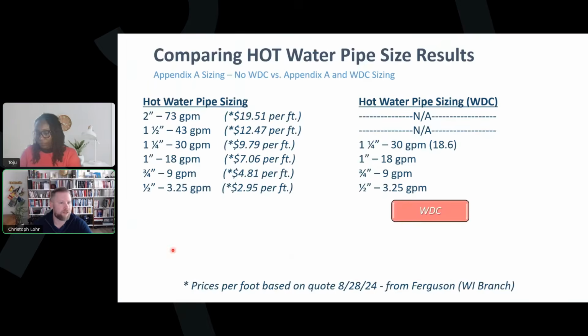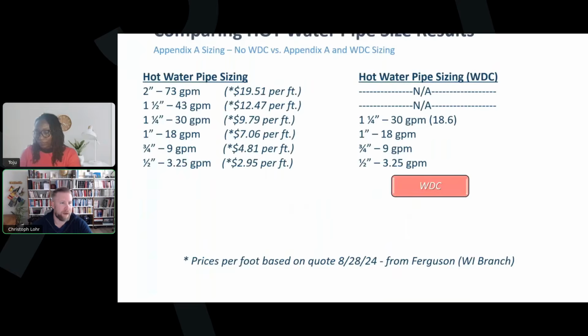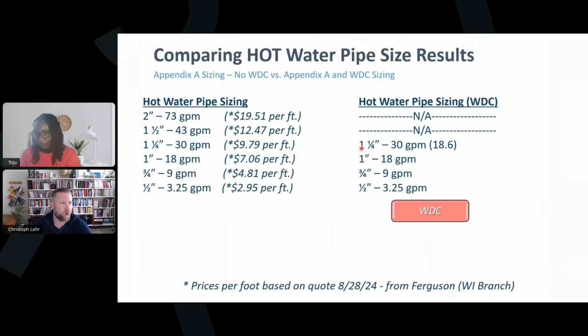On the hot water pipe sizing results, again, we get the 1.25 inch and we go from a 2 inch. So now the savings maybe are not quite as great because we only go from $19.51 per lineal foot down to a starting point of $9.79 per lineal foot, but it's still up there. It still helps out even in that sense.